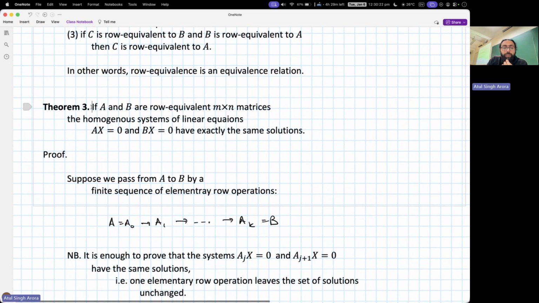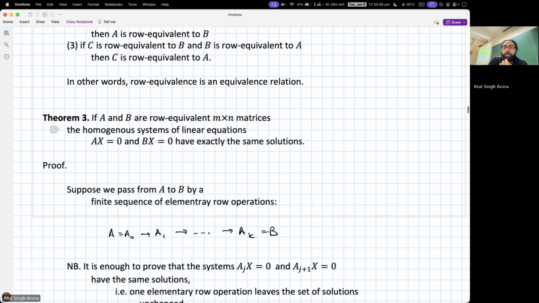Alrighty. Great. So now we have: if A and B are row equivalent M cross N matrices, then, and this is the fun part, the homogeneous systems of linear equations AX equals 0 and BX equals 0 have exactly the same solutions. So does anyone immediately see the proof of this theorem? Okay, so you see the proof already.